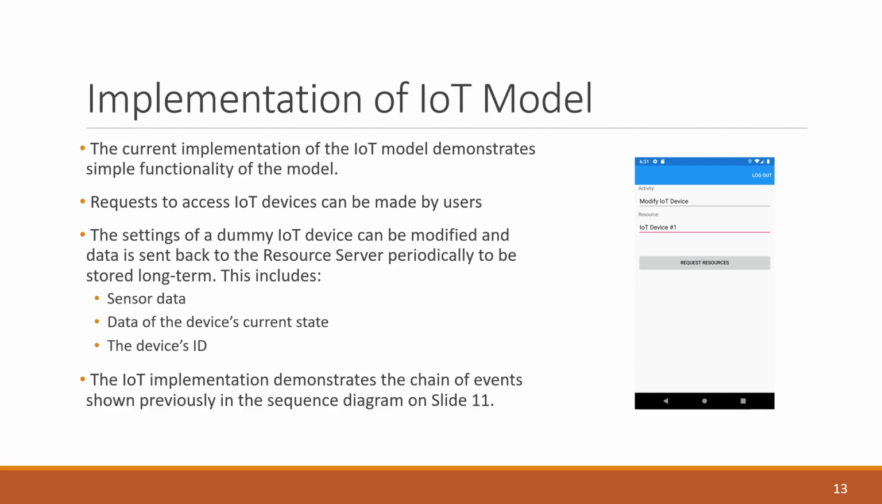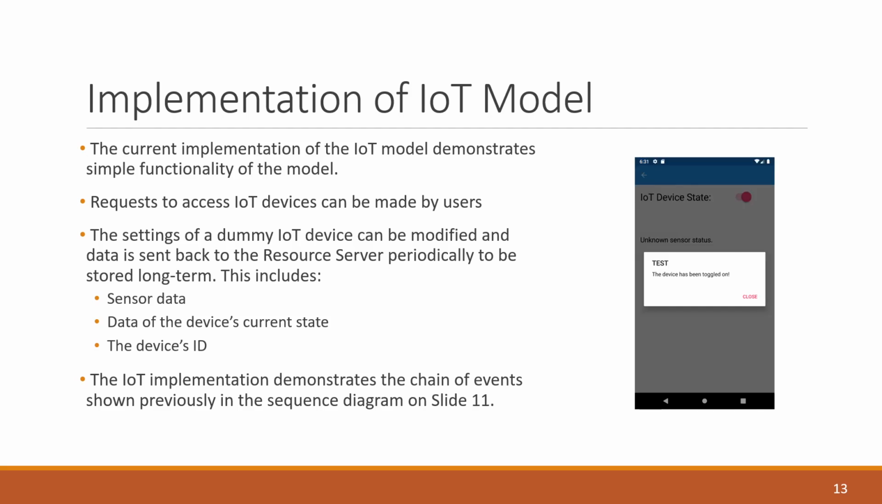So we've gone ahead and created an implementation of the IoT model, and it displays the functionality we saw in slide 11 very well. What we have here on the right is a person who wants to modify an IoT device. They go ahead and request the ability to modify it, and they have now been granted access to modify it. So if they switch it on, they can toggle on the device.